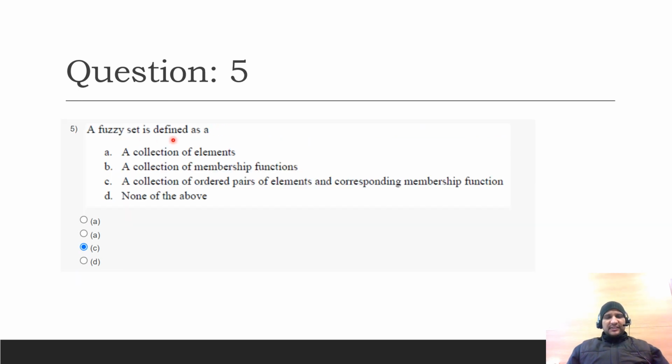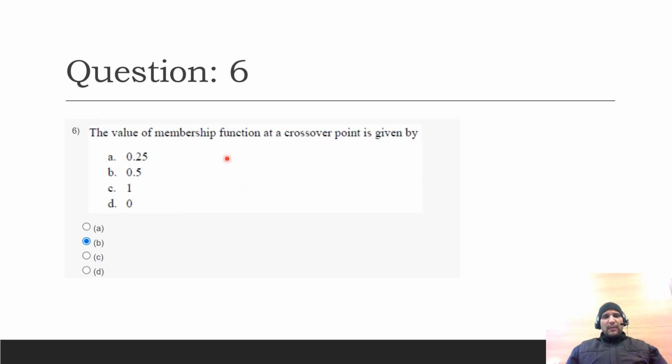A fuzzy set is defined as a collection of elements, a collection of membership functions, a collection of ordered pairs of elements and corresponding membership function. So the correct answer is C, because a fuzzy set is always defined in ordered pairs, whereas a crisp set is not defined in ordered pairs. The value of the membership function at a crossover point is given by 0.5. So the correct answer is B.